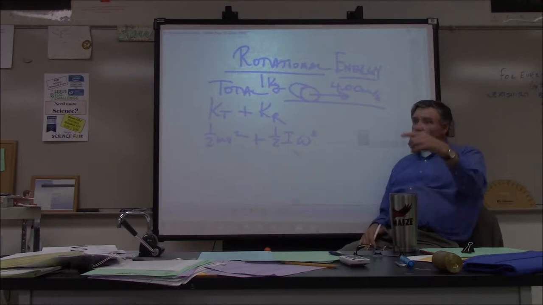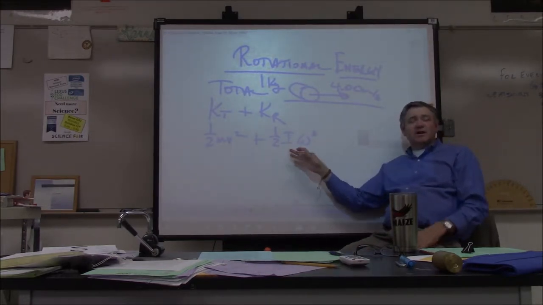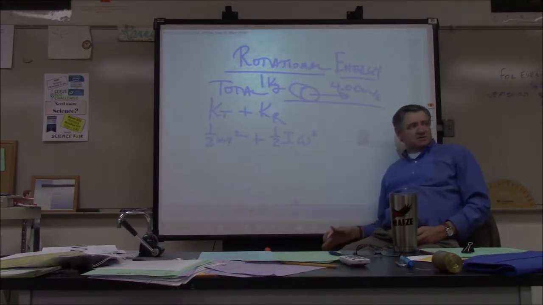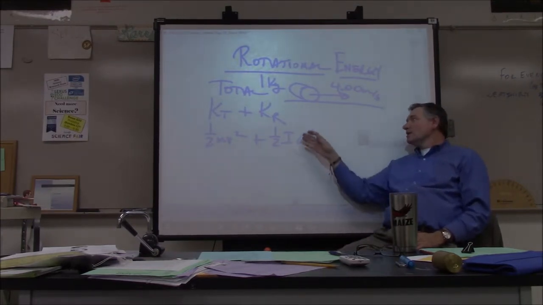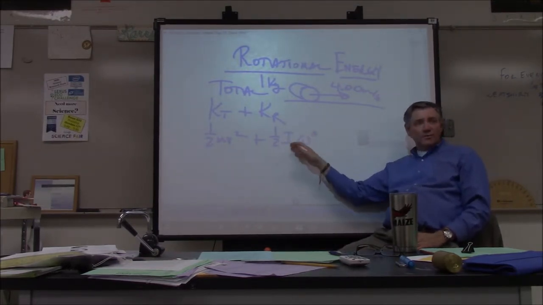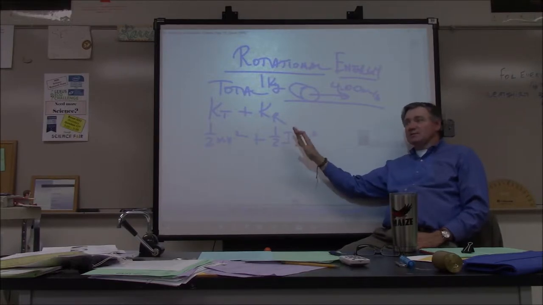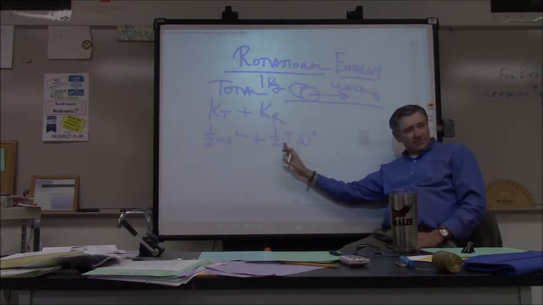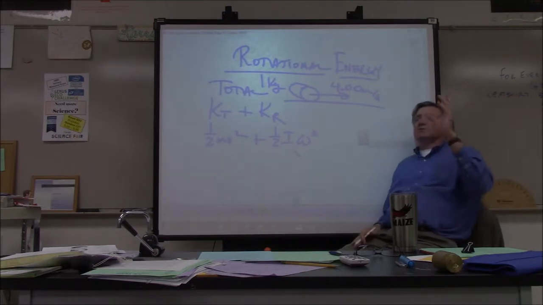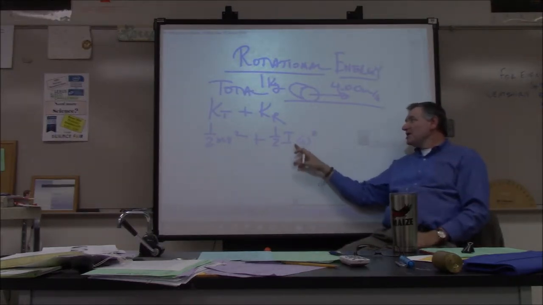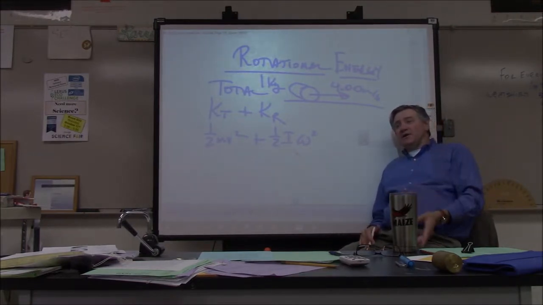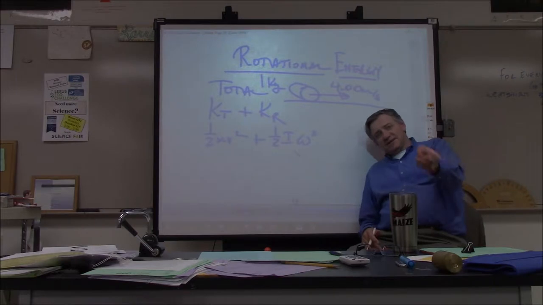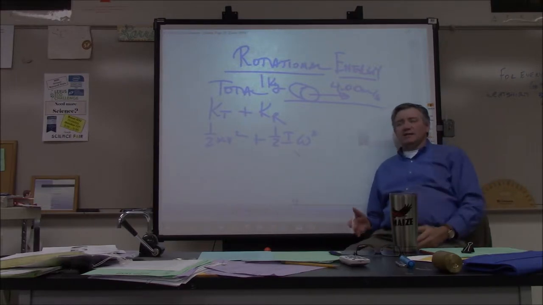If it's a thin hoop, that's mr squared. If it's a hollow sphere, it's 2/3 mr squared. If it's a solid sphere, it's 2/5 mr squared. So there's a whole bunch of different ways that this plays out depending upon the shape of the object, what the mass is, and where that radius is. Now, even this is difficult to measure because it isn't like I'll just look at it and get an idea of how many radians per second it's spinning.